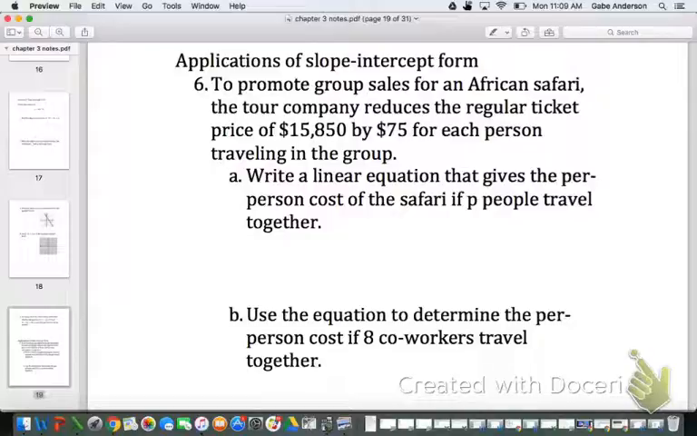Let's look at some key words then. So, what does the tour company do to the regular ticket price? Lowers it. They reduce it, don't they? Mathematically speaking, what does reduces sound like to you? Subtraction, right? If we take the price and reduce it by a certain amount, I'd be subtracting off the price, wouldn't I? Yeah. Okay, so the regular ticket price is $15,850. I'm going to be reducing it. I'm going to put those together in a box. I'm going to reduce it by $75 for each person traveling in the group.